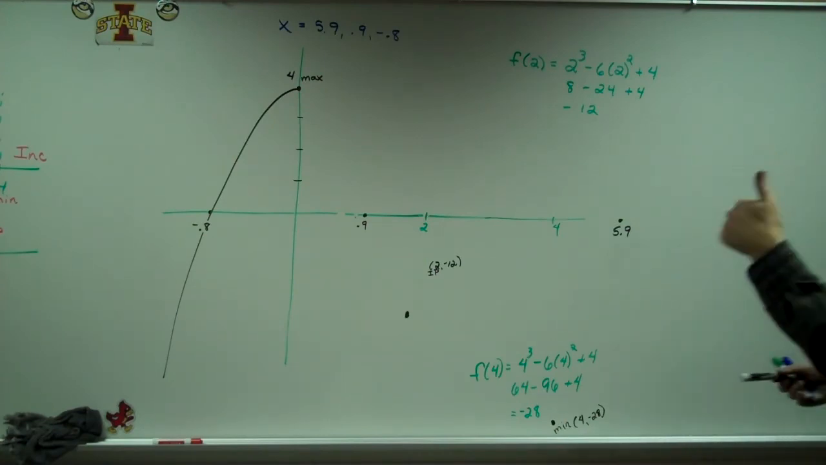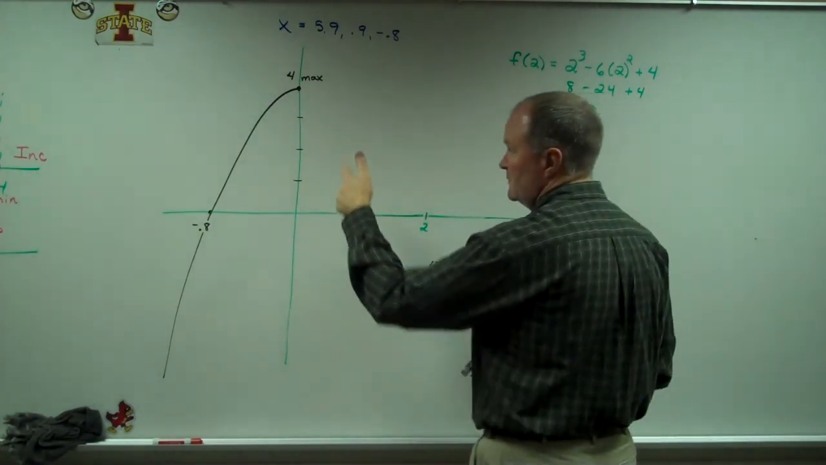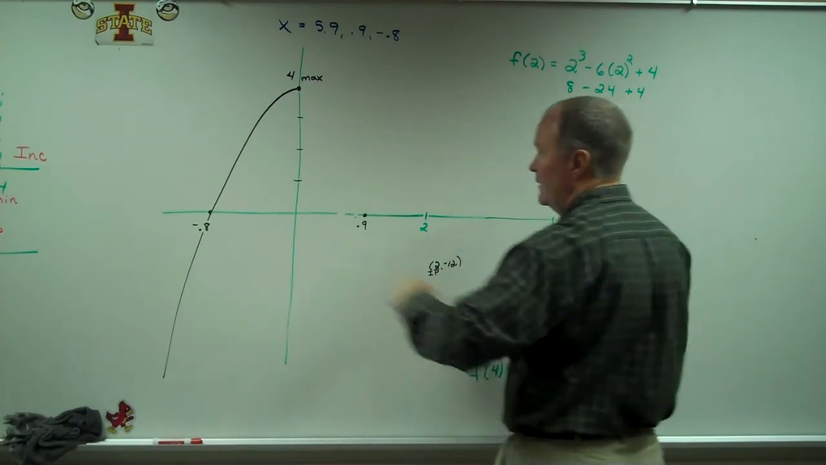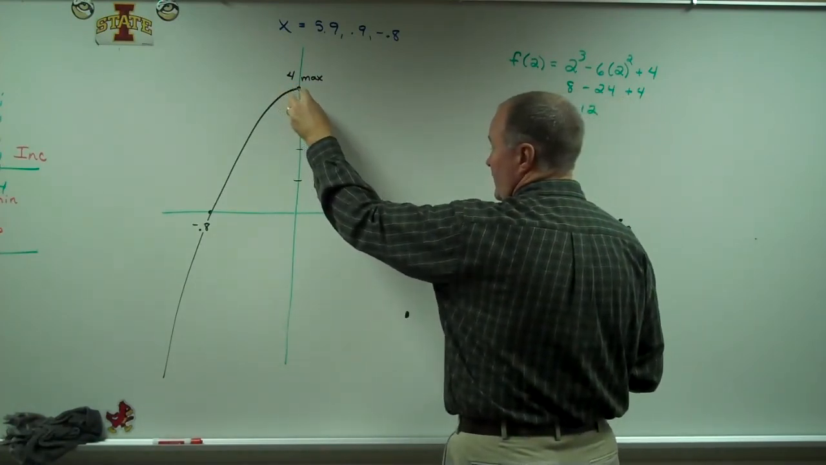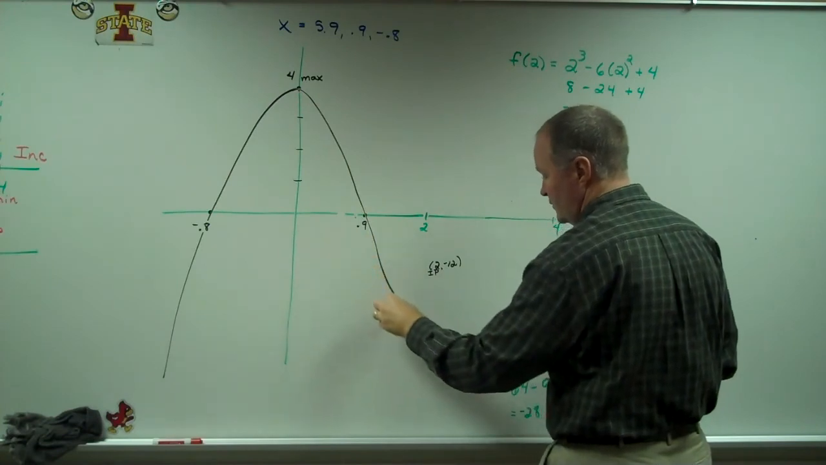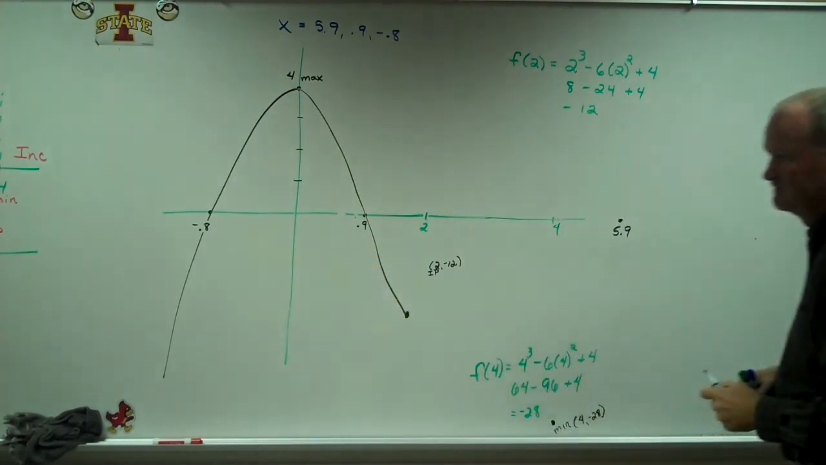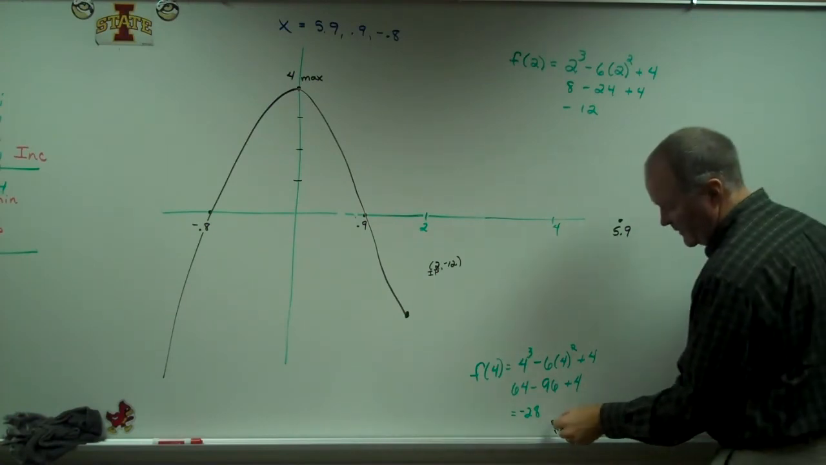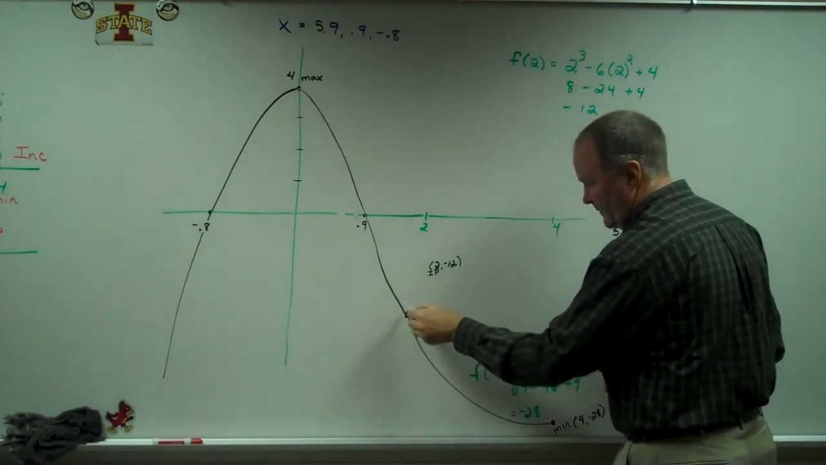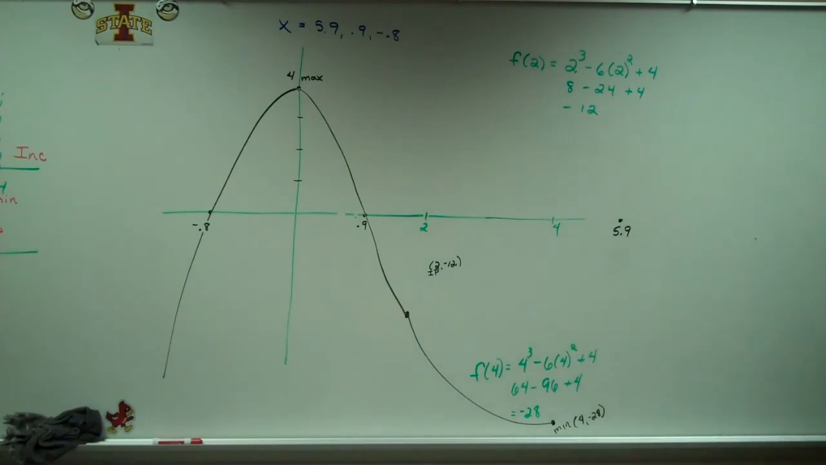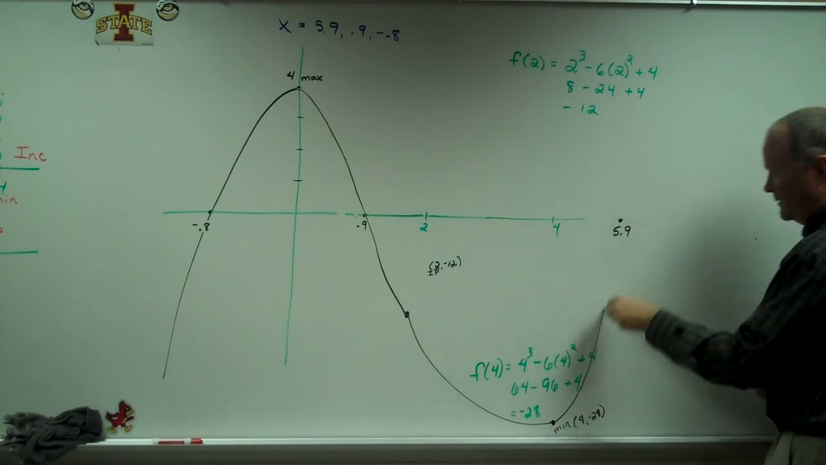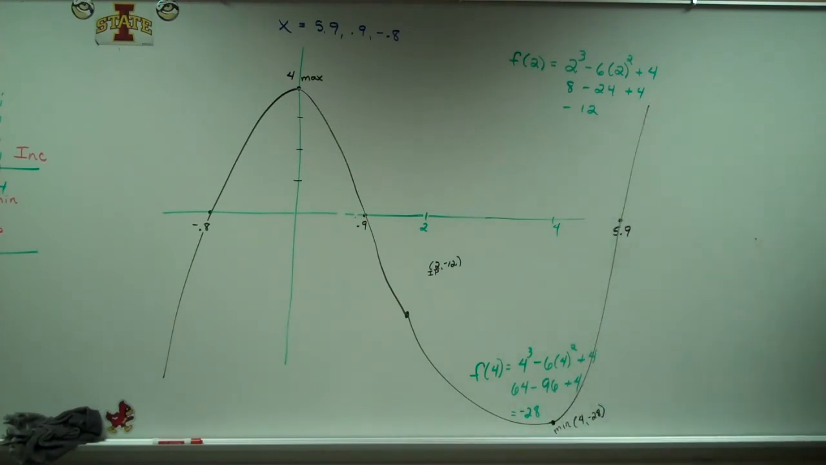So now I got to go decreasing down from here all the way to here, right? And so it's going to look like that. Then from 2 to 4 I'm still decreasing, but I'm concave up. And then from 4 on I'm increasing and concave up. Got to go through 5.9. So it looks like that.